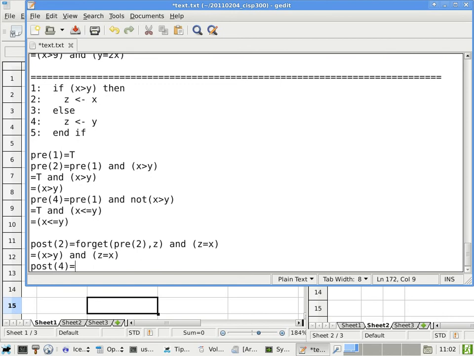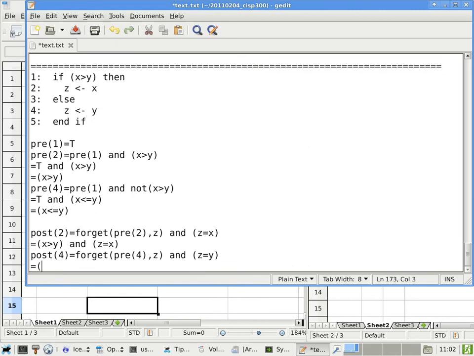Post-4 is pretty much the same thing. We forget everything in pre-4 that mentions anything about z, because that's the variable that we are changing. And after this, we know for sure that z equals y. But since all we knew before line 4 is that x is less than or equal to y, there's nothing for me to forget, nothing to toss away. But we also know that z equals y after line 4.